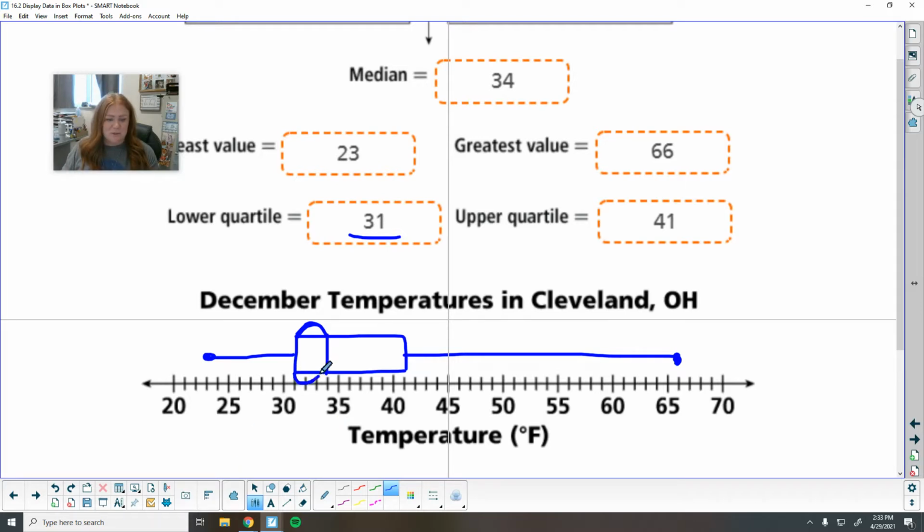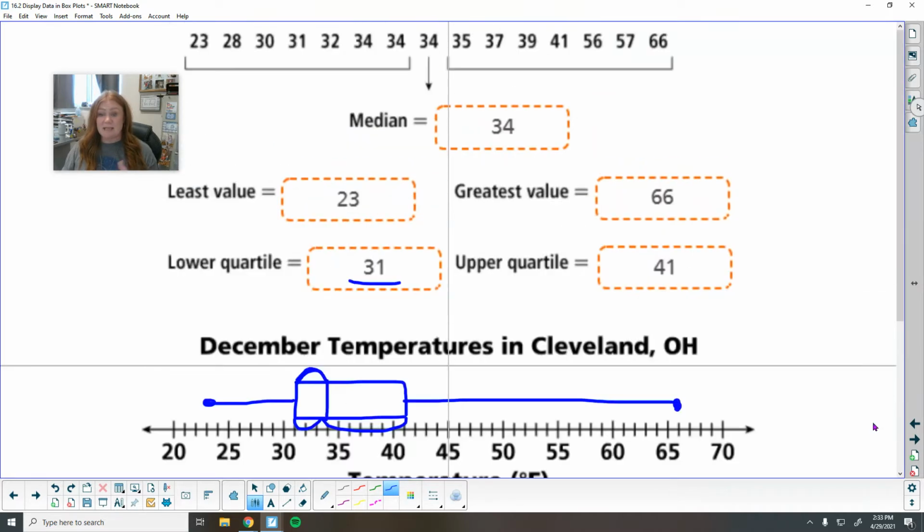And even look, here's 25. Here's about 50% of the data. 50% of those days, we can count on being in the 30s in Cleveland in December. The farther they are spread out, it means there's not as much happening there. When they're more packed together, that means that is a more common data point that you can see.